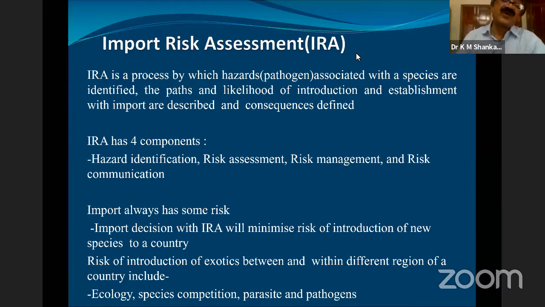IRA has 4 components: hazard identification, risk assessment, risk management, and risk communication. Remember, import of a species always has some risk. Import decision with IRA will minimize the risk of introduction of new species to a country, and the risk of introduction of exotics between and within the regions of a country.